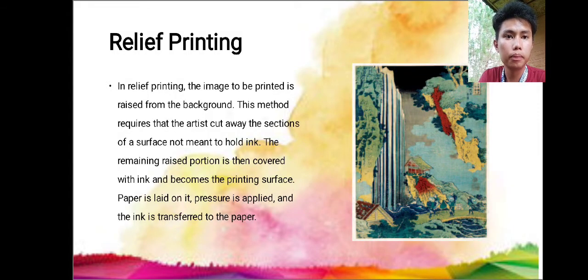Next is relief printing. In relief printing, the image to be printed is raised from the background. This method requires that the artist cut away the sections of a surface not meant to hold ink, and the remaining raised portion is then covered with ink and becomes the printing surface. Paper is laid on it, pressure is applied, and the ink is transferred to the paper.